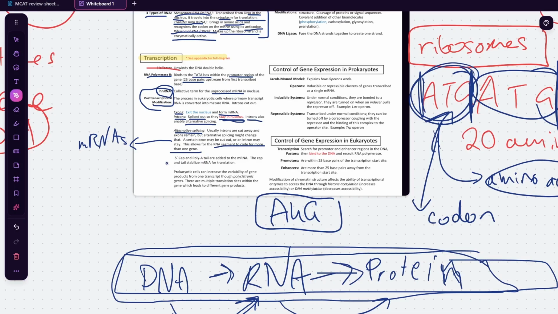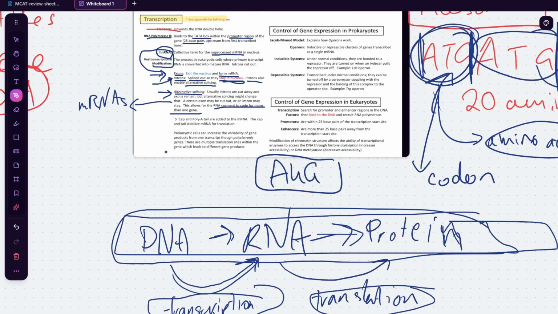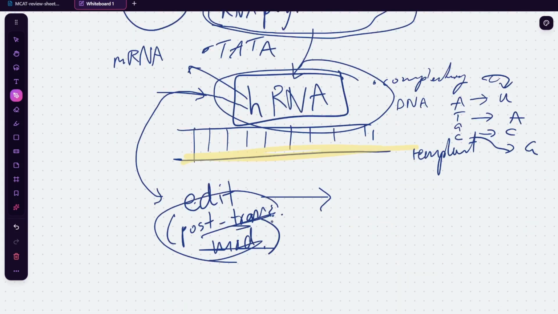Okay, so what are the exact modifications that can be made? We know what can stay, which is exons, and what can be removed, which is introns. We know about alternative splicing, which is different ways we can cut the pieces. But now we need to know what the other post-transcriptional edits would be. And in that case, we can have a 5' cap, or you can have a poly A tail.